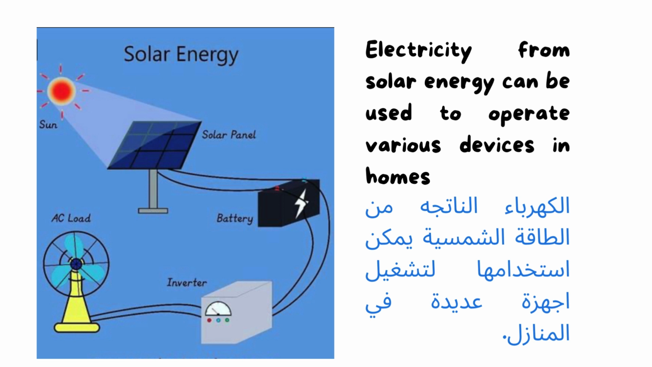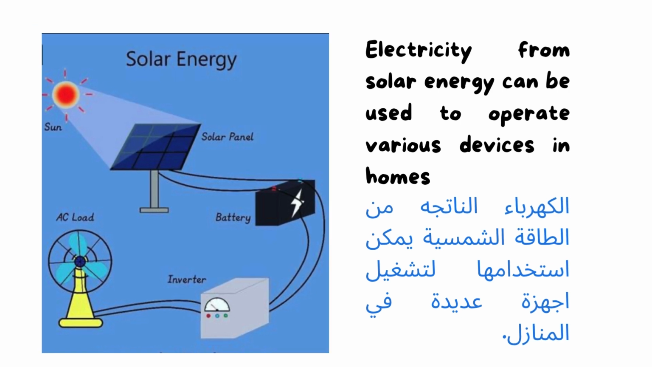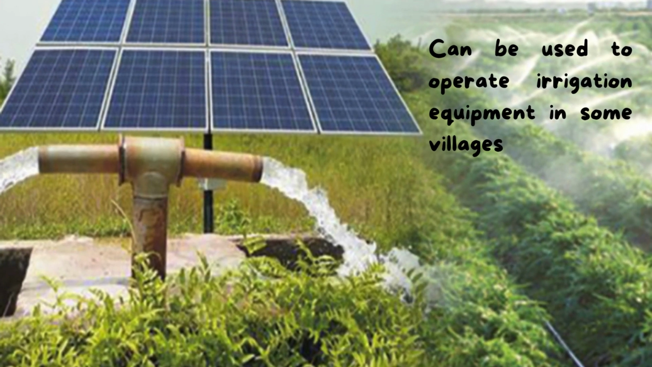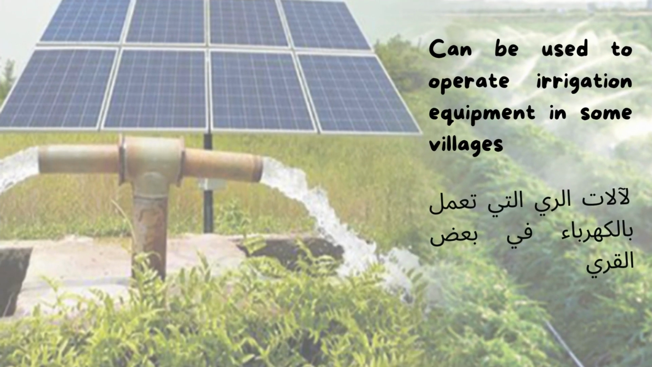Many devices, okay? Okay, so this is the third use. And we can use this electricity that is generated from the solar panel to operate irrigation equipment in some villages. As you see here, this is irrigation to water the plants in the fields, in the big fields, in the farm. So this is irrigation.